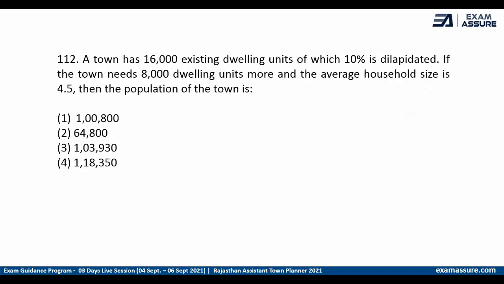Okay, now a town has 16,000 dwelling units, out of which 10% is dilapidated. So you can take a short break. I can explain this question.